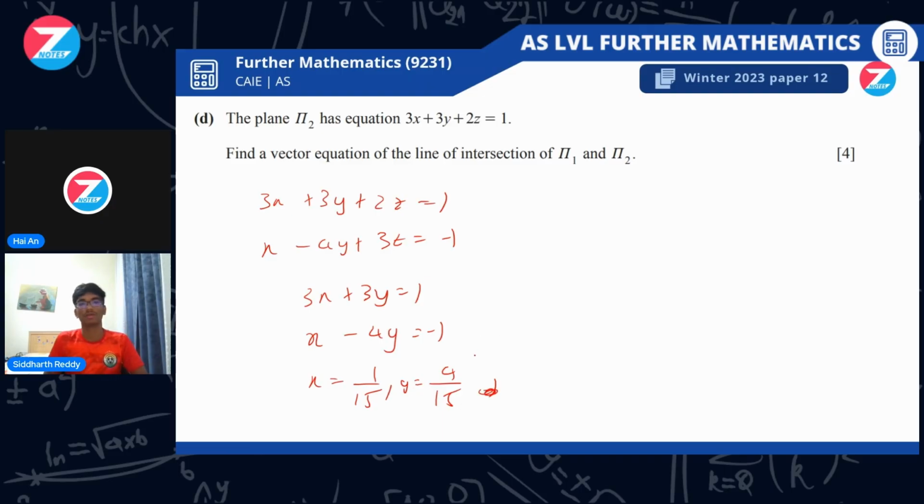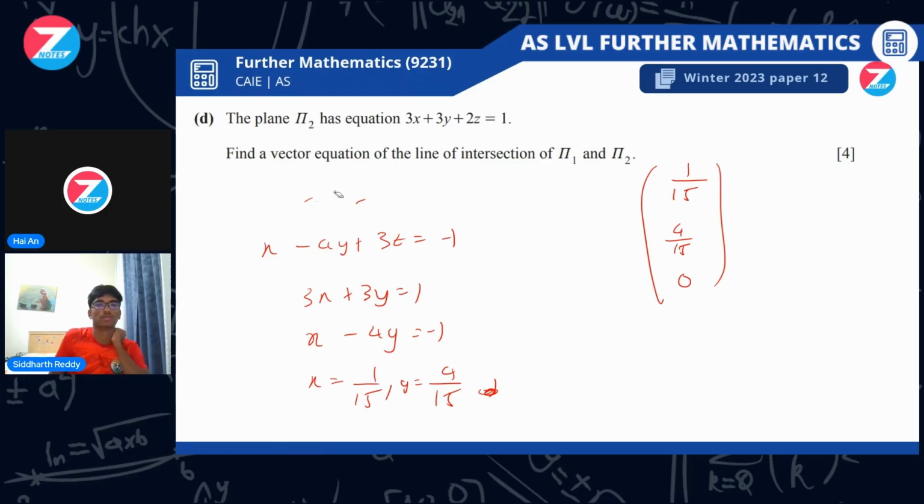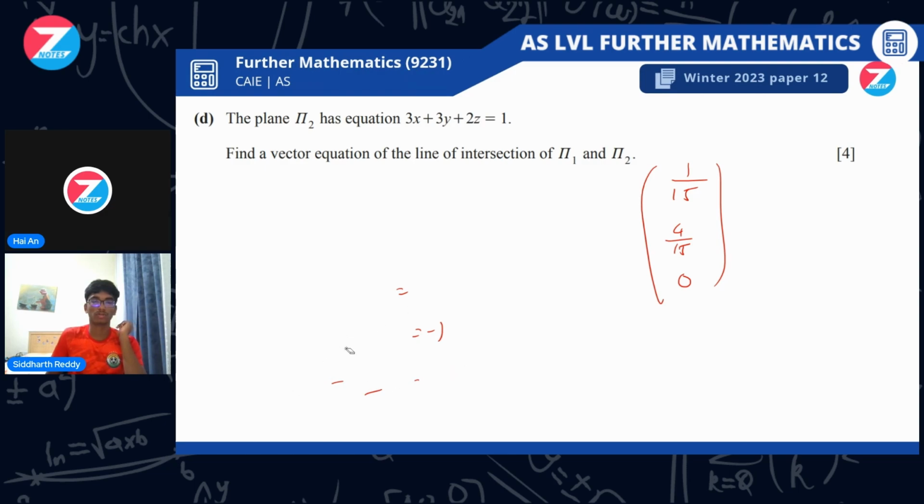Okay. So the point common to both planes is going to be 1 by 15, 4 by 15, 0. Z is 0. Okay, so that's half of the question complete. We just need to find the direction now of the line. So the direction is again going to be just the cross product of the two normals.